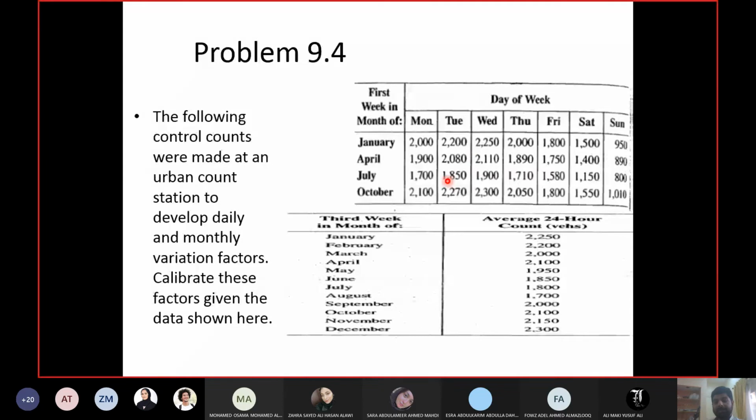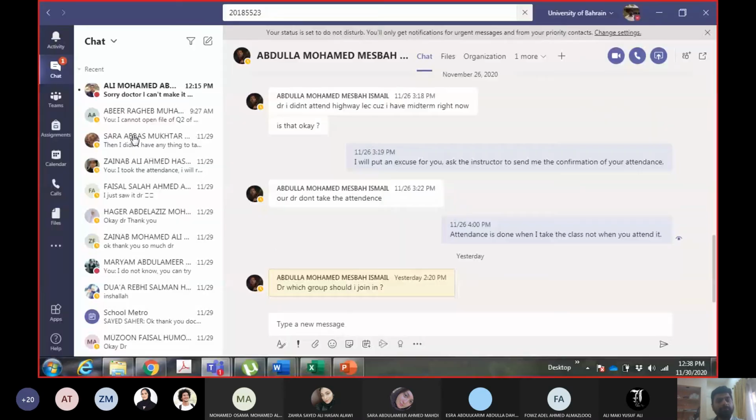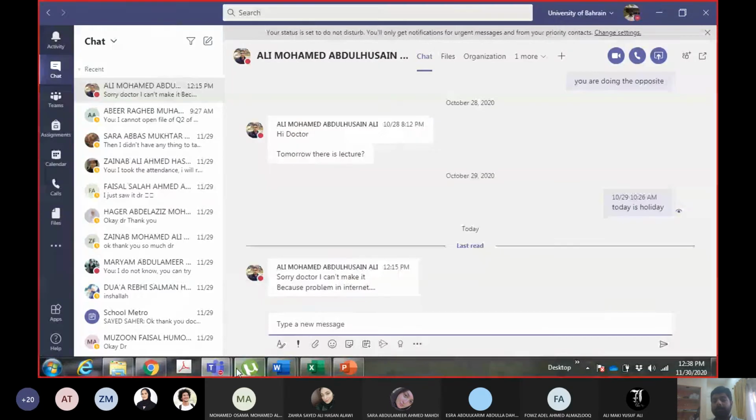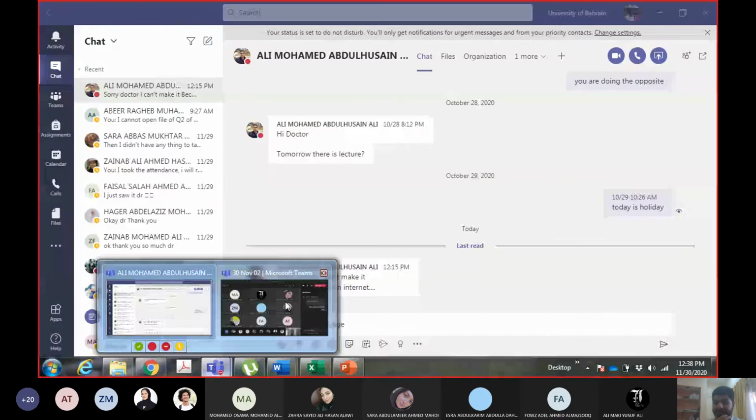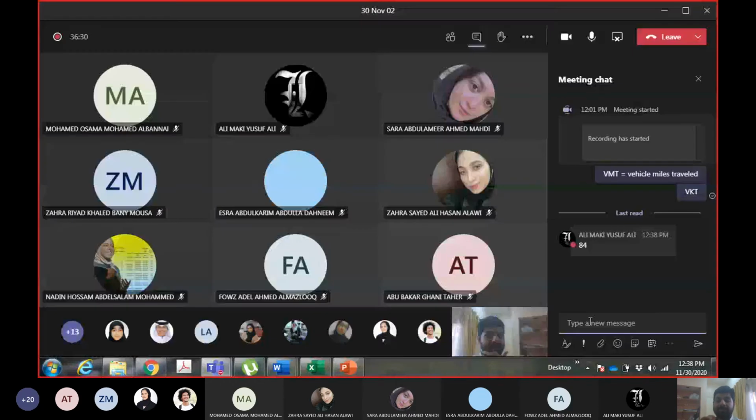So the data in the second table represents how many days? 7 into 12. 12 months and 7 days in each month. So how many days you get? 84 days, right? So 84 days of data is given in the second table, and this first table has 28 days of data. Okay, 7 days in 4 months, so 28 days in total.